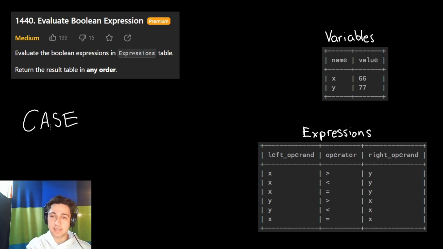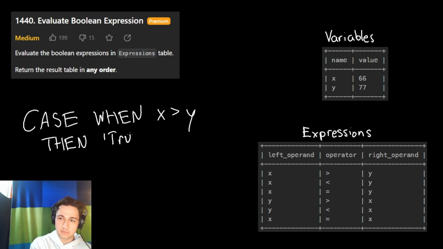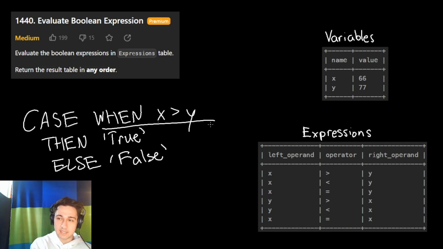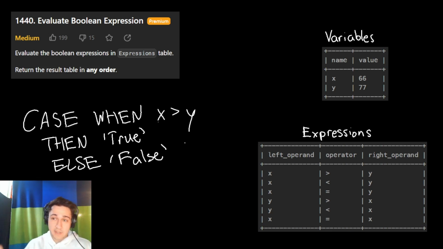How a CASE works is we just give it the CASE keyword, then we say WHEN some condition. So let's use just a random example. We could say WHEN x is greater than y, then do something. In this case, we want to return true. So we'll just put true, for example, ELSE false. So what this is saying is when this condition is true, x is greater than y, then return this. And if this condition is not true, return this, which is kind of what we want, right?